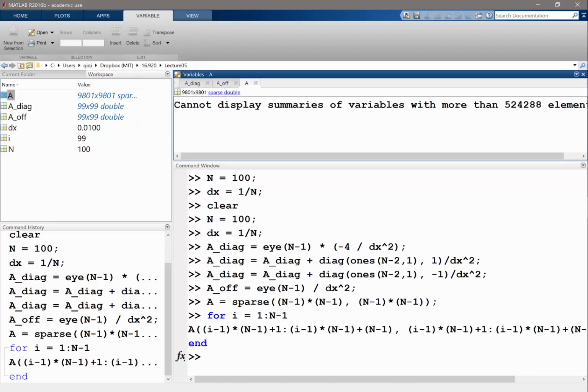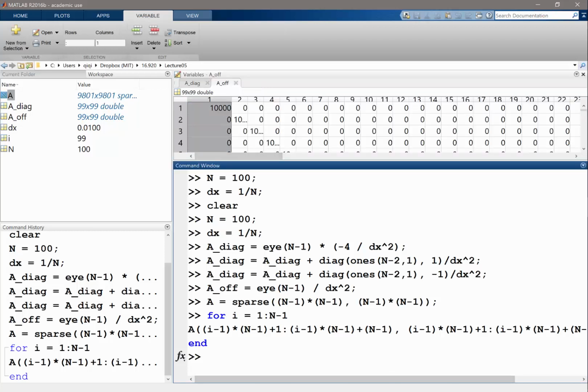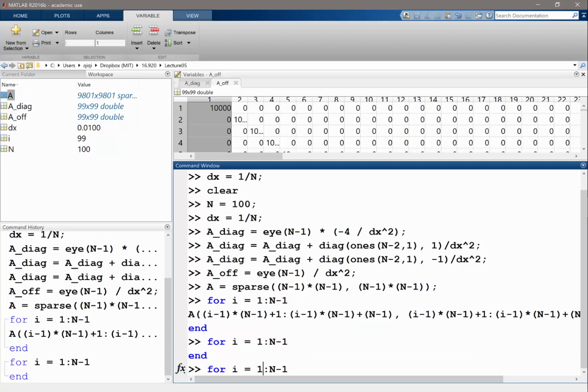By the way, A is very bad to display, so it doesn't even give you what these are. For sparse matrices, it's more efficient, but it's not very easy to inspect the entries. Okay, I need to fill the off-diagonal entries. I'm going to loop again. I shouldn't loop through n minus 1. Let me do this starting from 2 to n minus 1 because I have one less off-diagonal block, right?